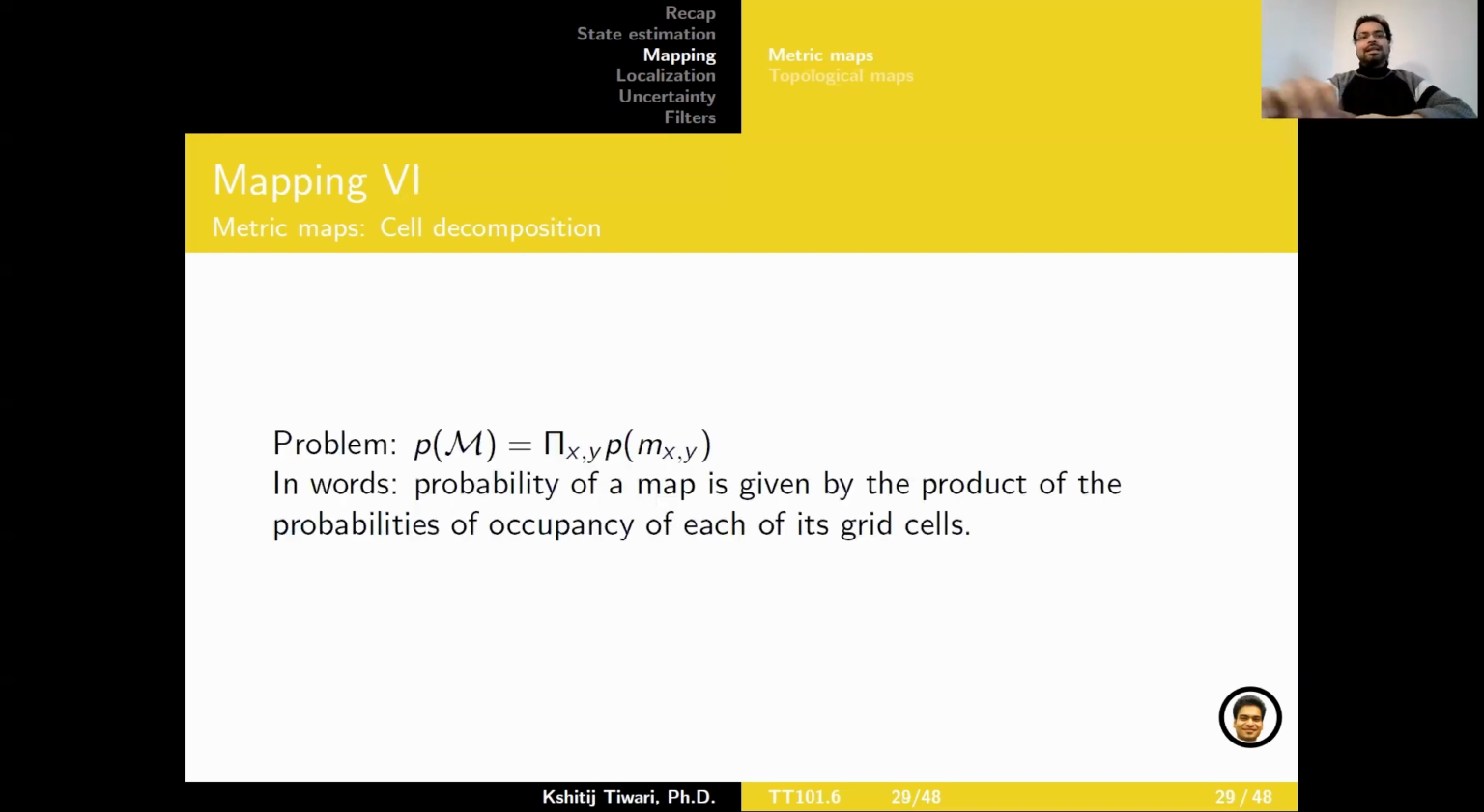So the problem mathematically then is that the probability that the map is M is just the product of the probabilities of each grid cell, small m, where x, y is the coordinate of the grid cell. In words, you are reading it as the probability of a map is given by the product of probabilities of each of its grid cells, and product because we had that independence assumption of each of the grid cells. So that easily allows you to do a product, and it makes computations very simple.